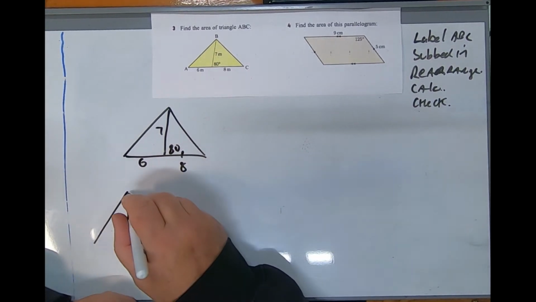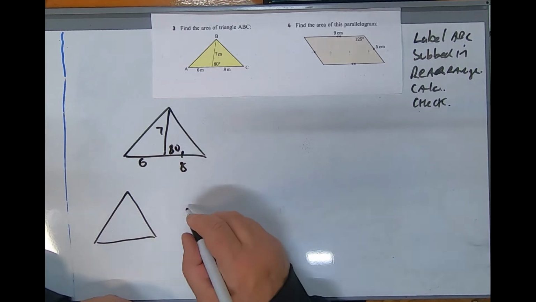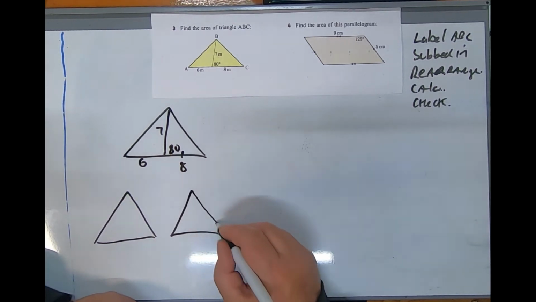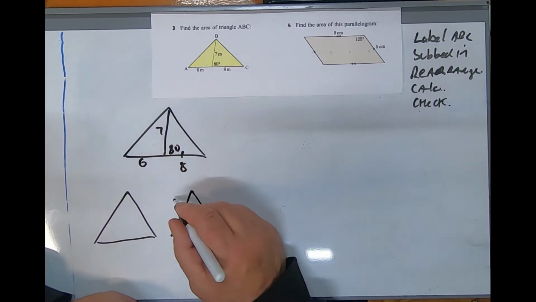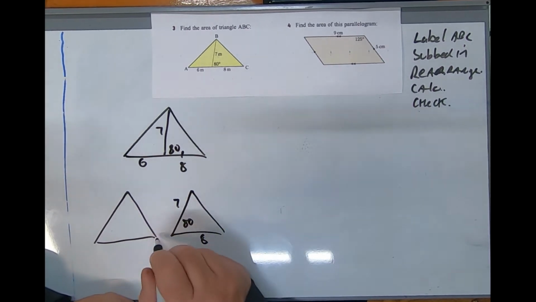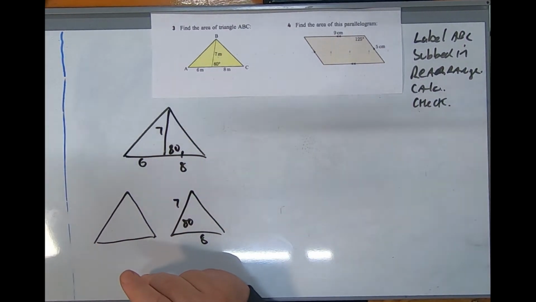I'm going to split these up. This is 80, and a 7 and an 8. And here's my second triangle.